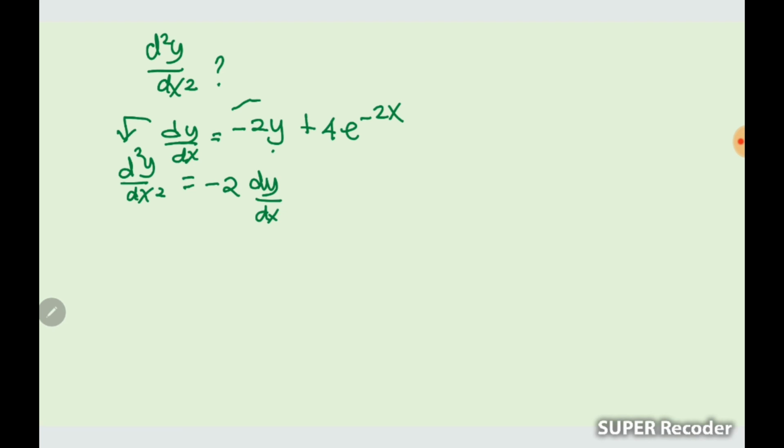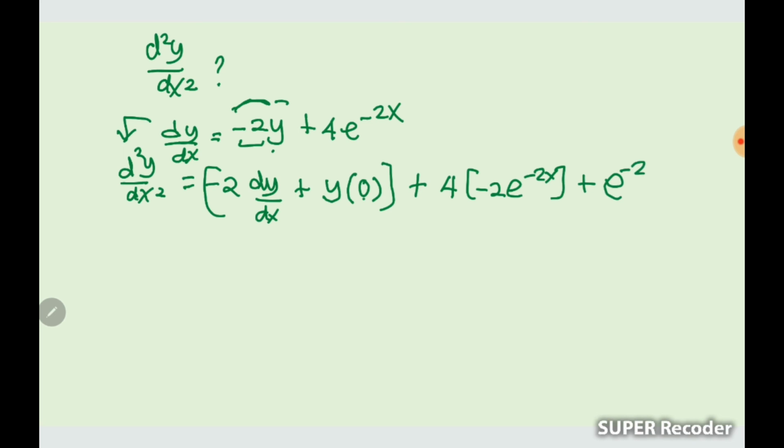I will use the product rule here. This is u and this is v. Plus copy y, and you have to differentiate negative 2. Differentiate negative 2 is 0. Okay, actually you don't have to write it because differentiating negative 2 is 0. Then plus copy 4, differentiate e to the power of negative 2x, you will get negative 2e to the power of negative 2x. Then copy e to the power of negative 2x, differentiate 4, the answer is 0, so you don't have to write these two terms.